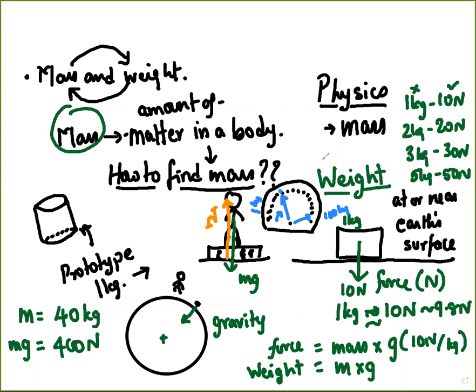And once you have done that, you can put any object on top of it, and it's going to show what your mass is. But how is it finding your mass? It is using your weight to find out your mass. Will this work in outer space?